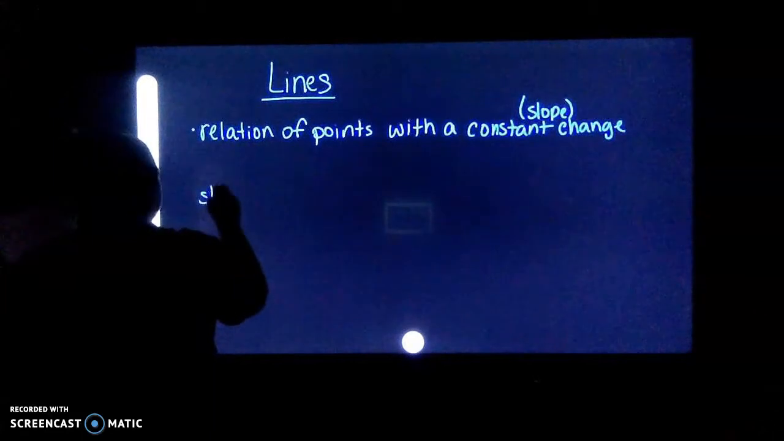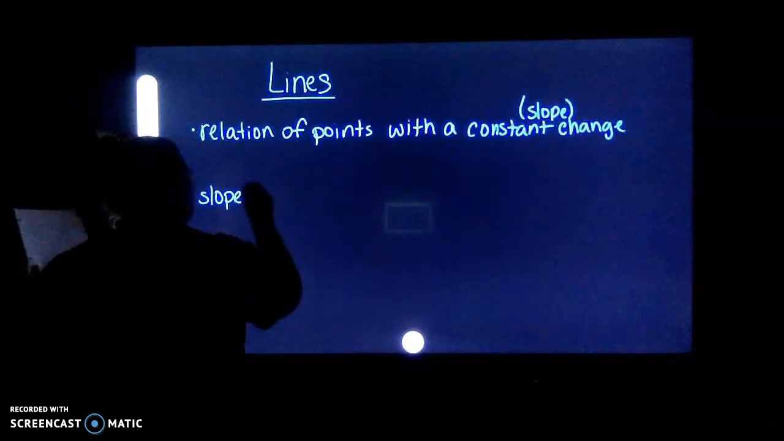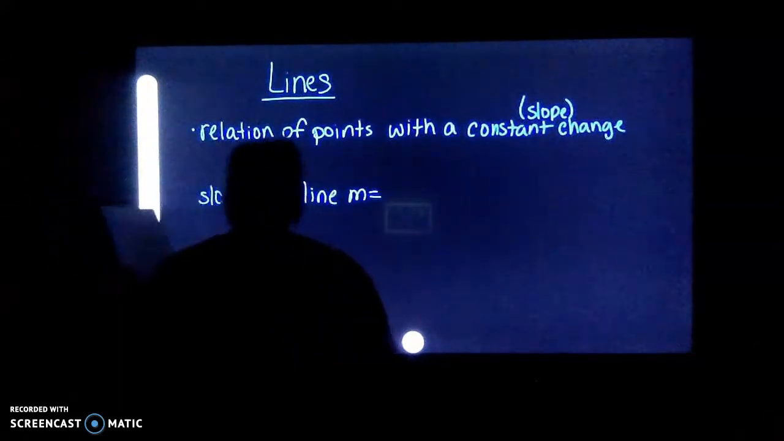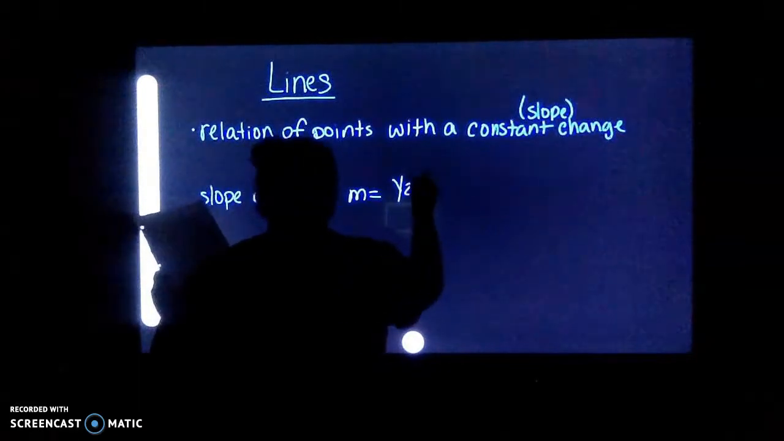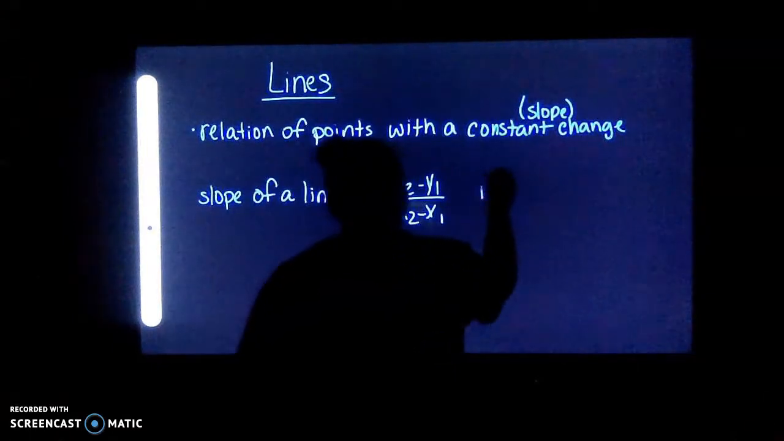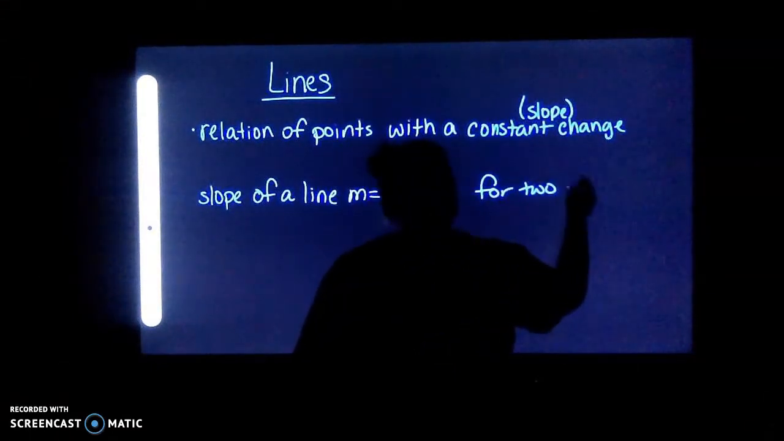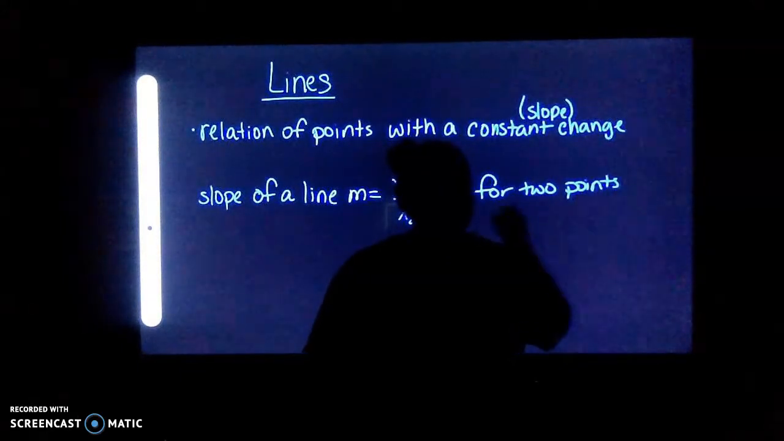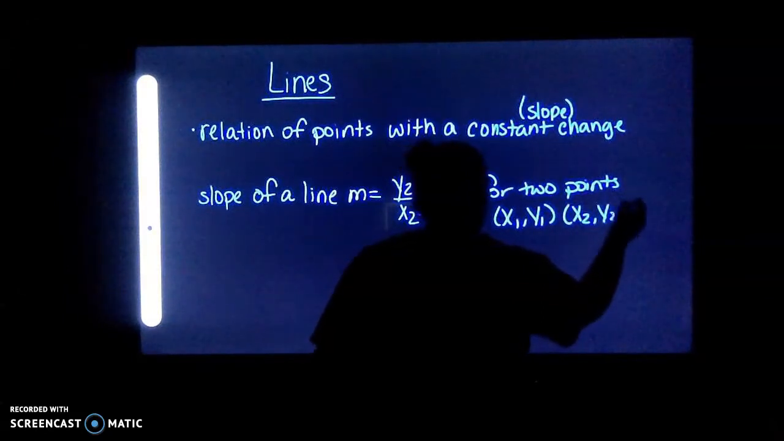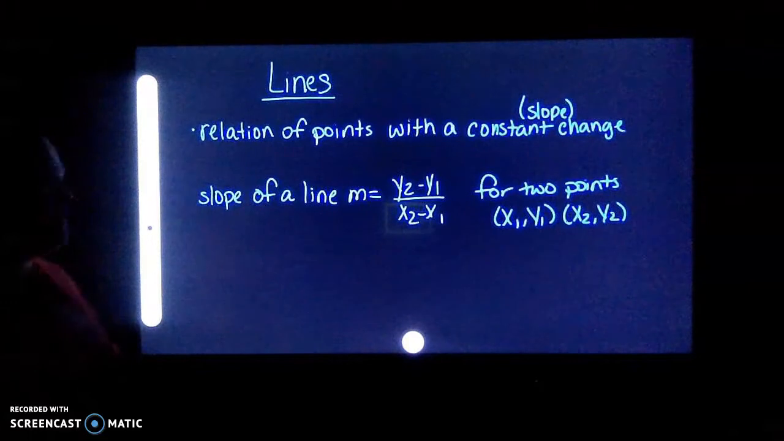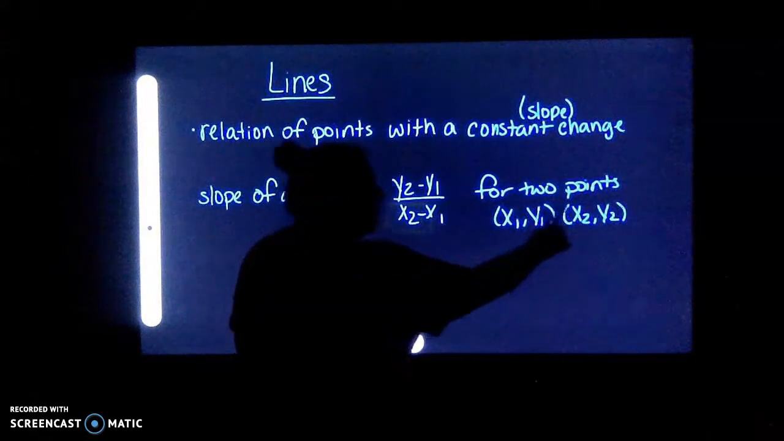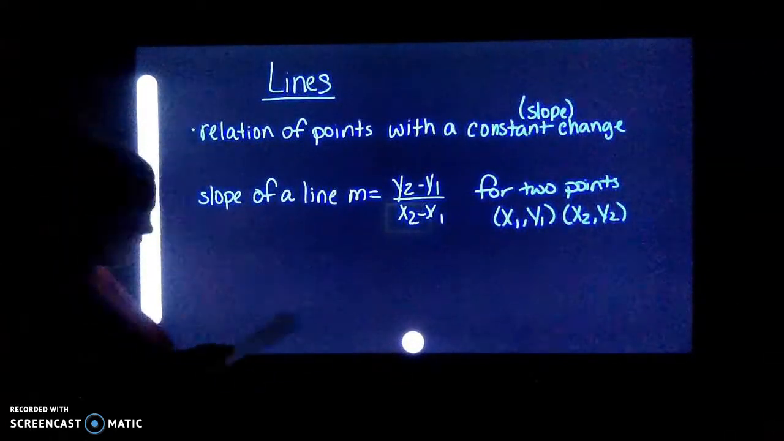The slope of a line, when it's not given to us, can be calculated. We use m to denote slope, and it is y2 minus y1 over x2 minus x1 for our 2 points: x1, y1, x2, y2. Okay, so when I calculate the slope, I take y from the second point minus y from the first point over x from the second point minus x from the first point.